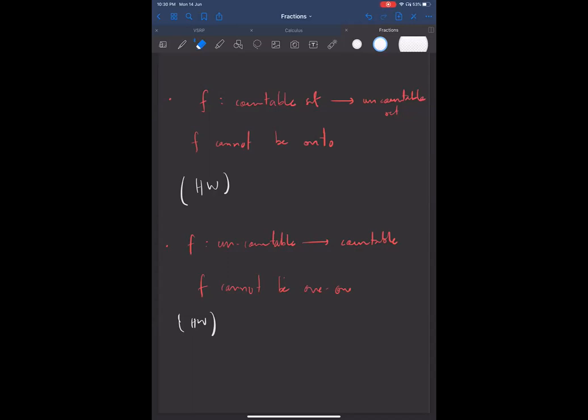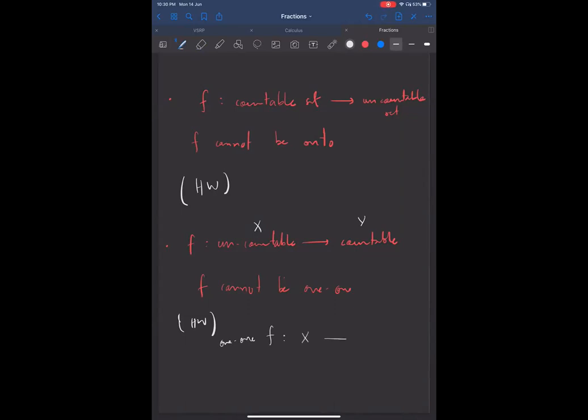So try to prove it like this. This is actually very easy. Try to prove it by contradiction. Suppose X is an uncountable set and Y is a countable set. I'm trying to say that f cannot be 1-1. So suppose f is 1-1.